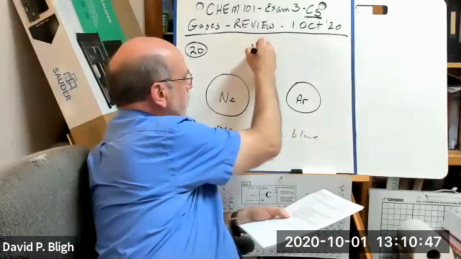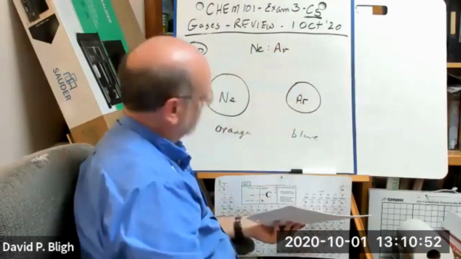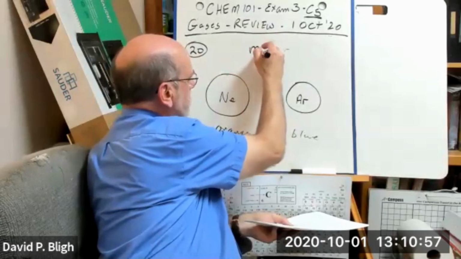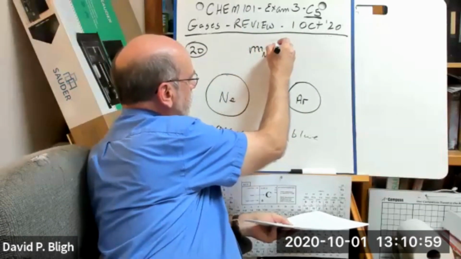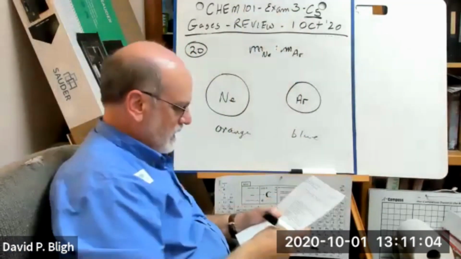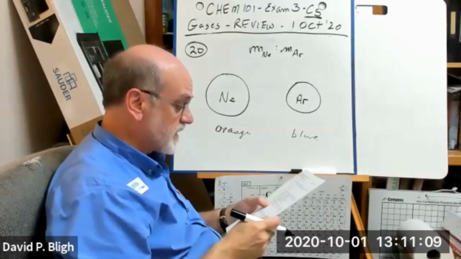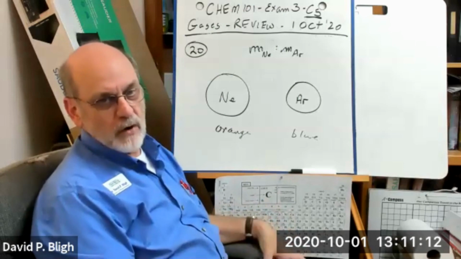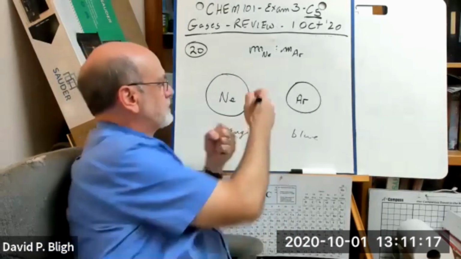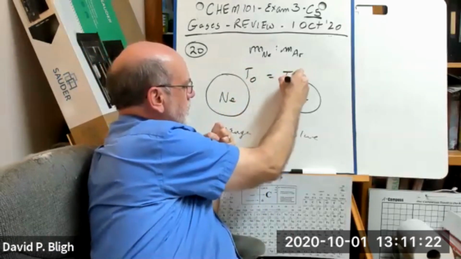So we're looking for this. Actually, that's not what we're looking for. We're looking for the mass of neon to the mass of argon. Okay. All right, there's some assumptions that you have to make here. If you're holding both of those balloons, you have to assume that they're at the same temperature. So this temperature, orange, is equal to this temperature, blue.